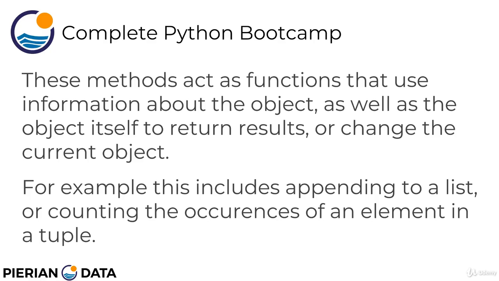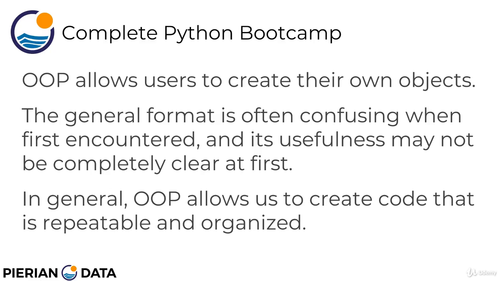Such as when you called .sort on a list, it went ahead and edited the current list. For example, this includes appending to a list or counting the occurrences of an element in a tuple. So those methods use information about the object and then either return a result or they edit and change the current object in some manner. OOP, or object-oriented programming, allows users to create their own objects with their own methods and own attributes.